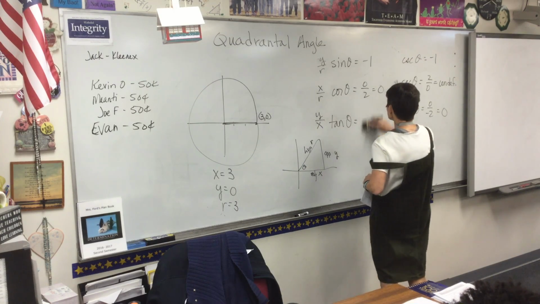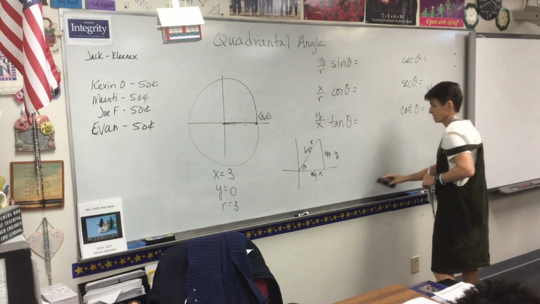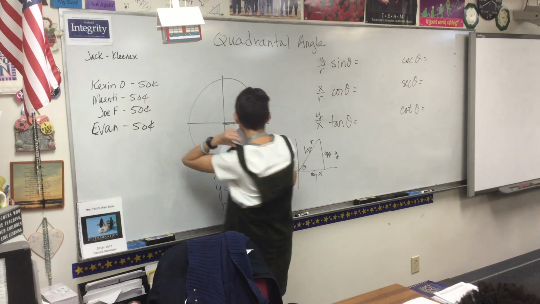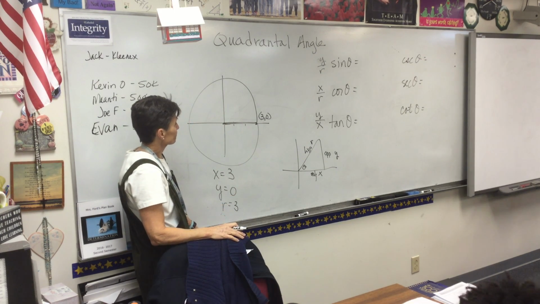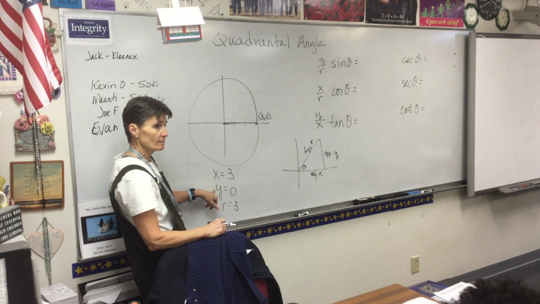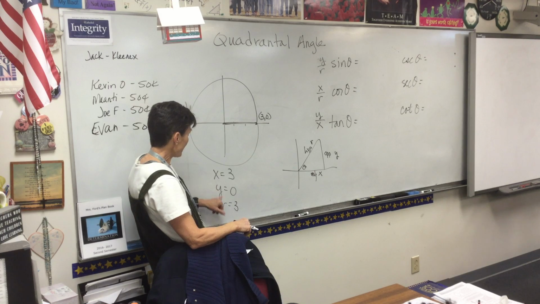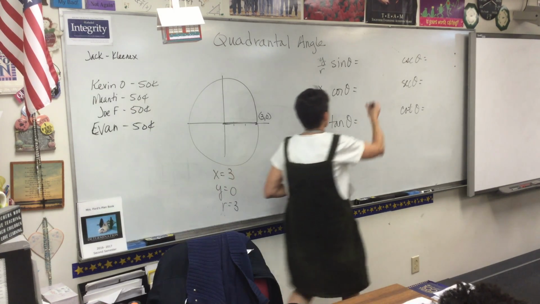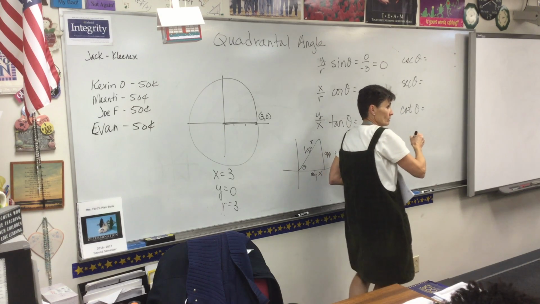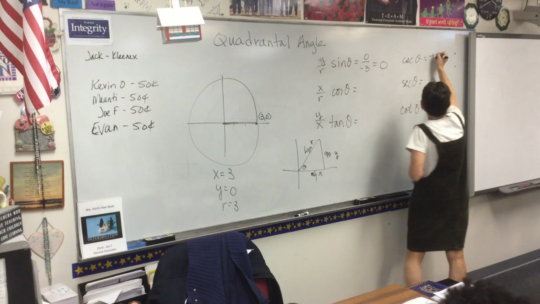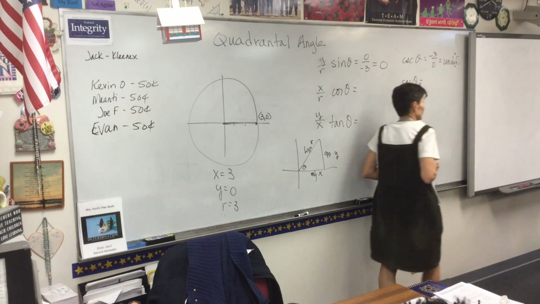So let's fill these in now. We're doing this angle right here. So what's the sine? y over r. 0 over 3 is 0. And the reciprocal would be undefined. That's just weird.